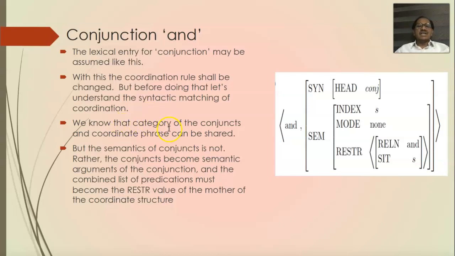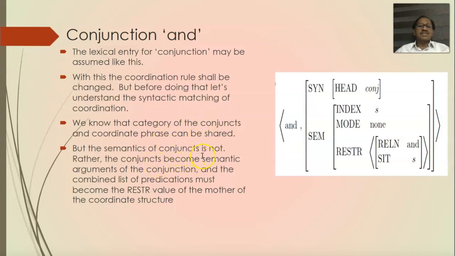We know that the category of the conjuncts and the coordinate phrase can be shared. What does it mean? If the conjuncts are noun phrases, the coordinate phrase will also be a noun phrase. If the conjuncts are verb phrases, the coordinate phrase is also a verb phrase. If the conjuncts are sentences, then the coordinate phrase is a sentence. So that's what we mean. The category of the conjuncts and the coordinate phrase are shared, but the semantics of the conjuncts is not. Syntax-wise, they are of the same category.